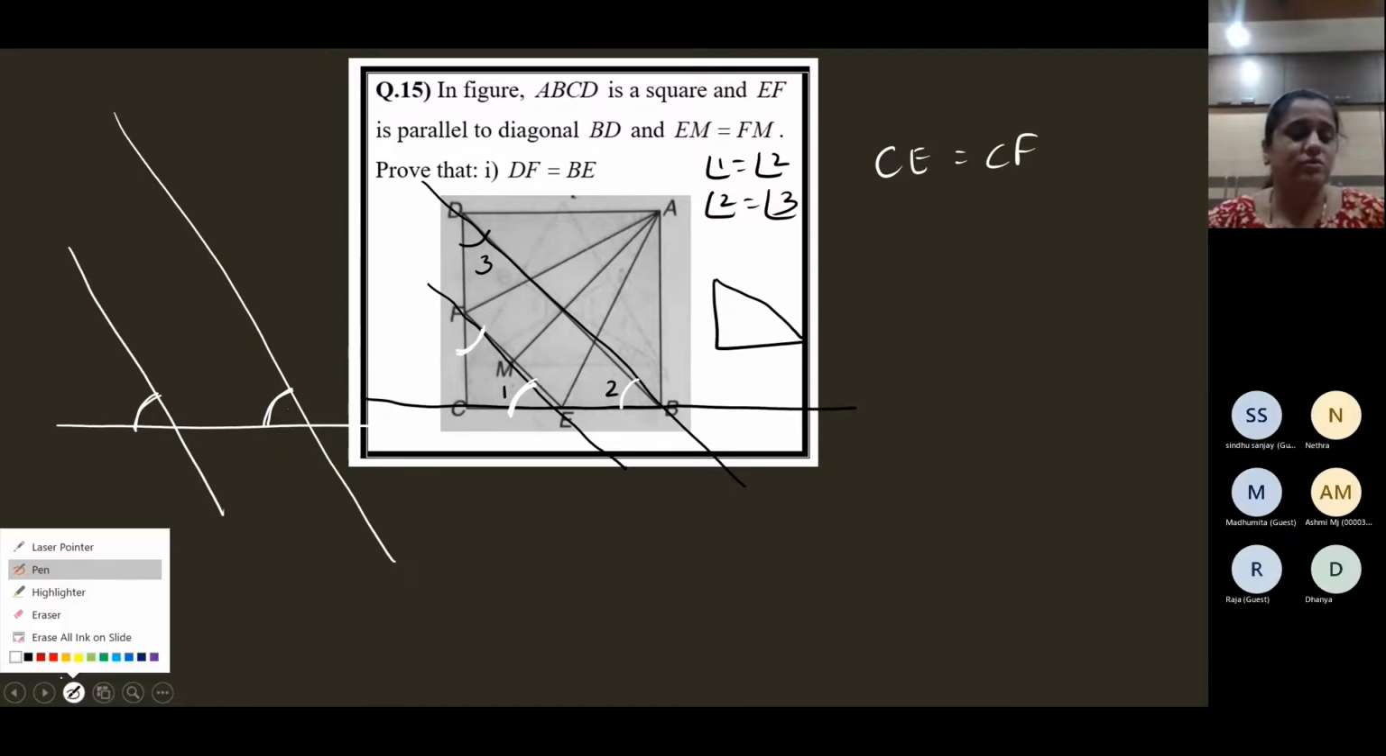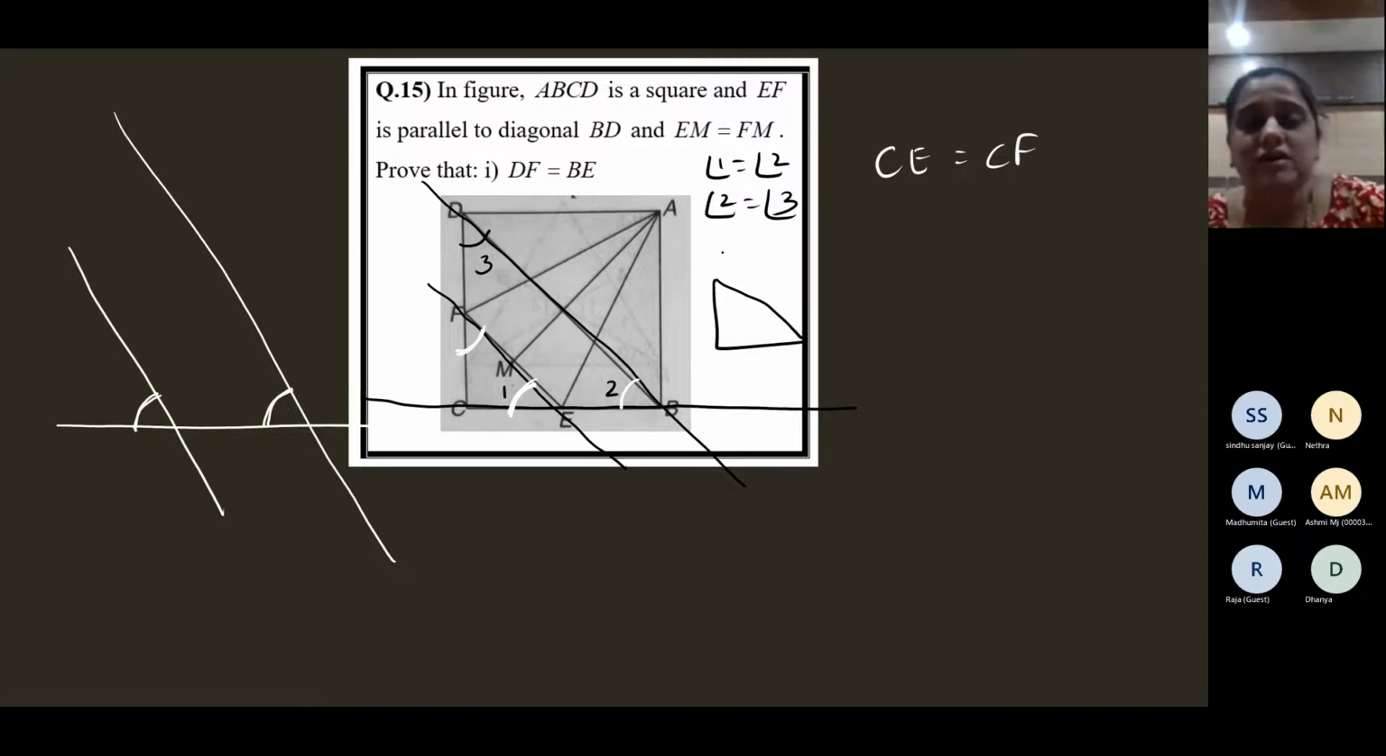Yes, children. So we're trying to get this information that CE is equal to CF. Now see here. Again, these two lines are parallel, the same two lines, but this is a different transversal. Look at this transversal. So this angle 3 is equal to, let me call this angle 4. Again, same reason. Corresponding angles are equal. Angle 3 is equal to angle 4.